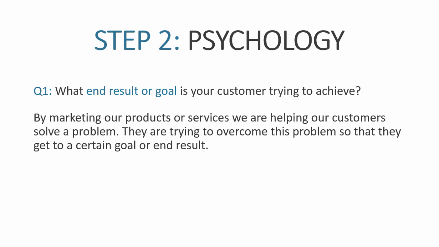Step number 2. We are looking at the psychology of the customer. To discover this, you will need to answer 3 questions. Number 1. What end result or goal is your customer trying to achieve? By marketing our products or services, we are helping our customers solve a problem. They are trying to overcome this problem so that they can get to a certain goal or end result. It's your job to identify what exactly they are trying to achieve and how we would measure the fact that the end result was achieved.